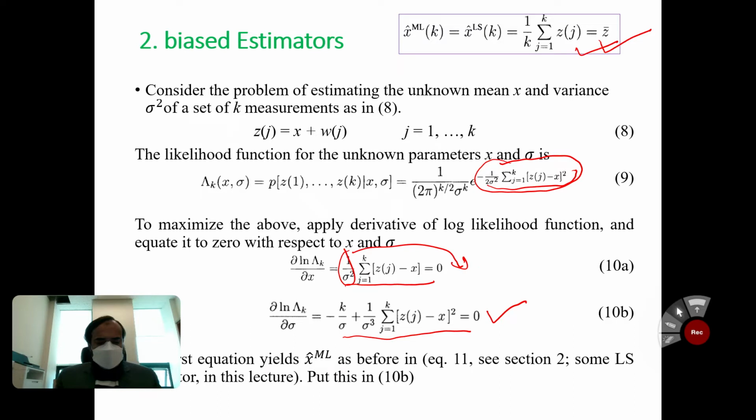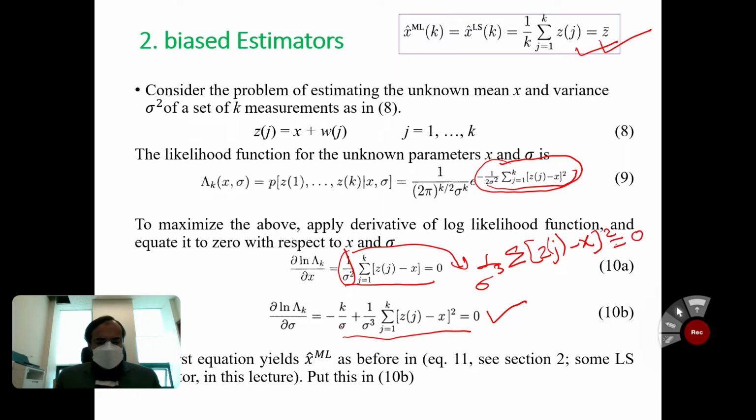Now when we take the variable k over sigma to this side, the equation becomes sigma cubed equals the summation over j of z minus x, squared. Because we are not differentiating the x variable, we are just differentiating sigma squared, this comes as a bracket with a square and equals 0.